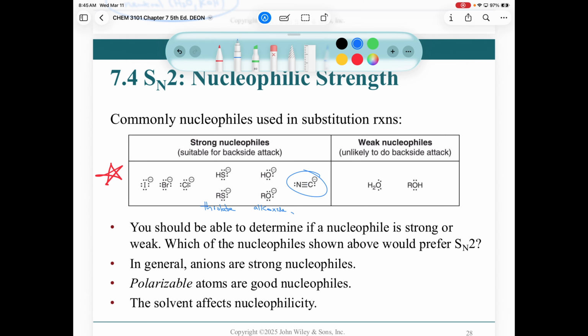No, it's a nitrile when it's attached to a carbon, but this anion is called, starts with C, cyanide. Right? This is cyanide. So cyanide makes a nitrile after a substitution reaction. Okay, let's make sure we know our ions.